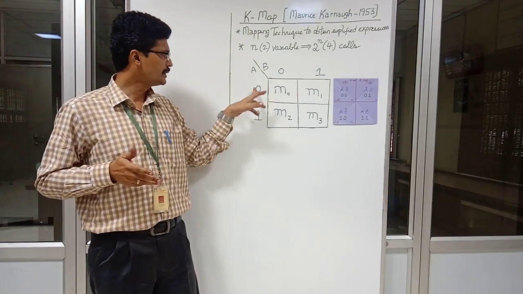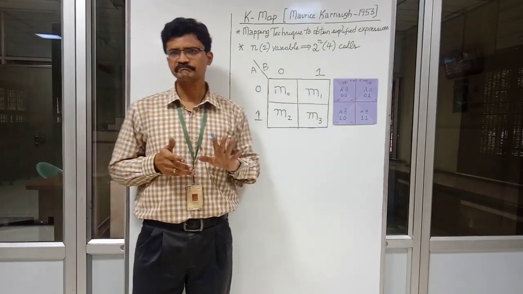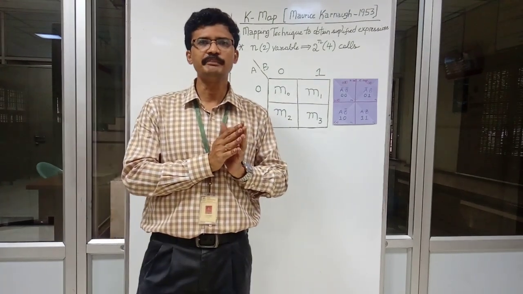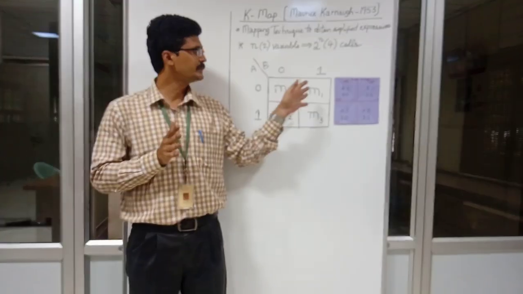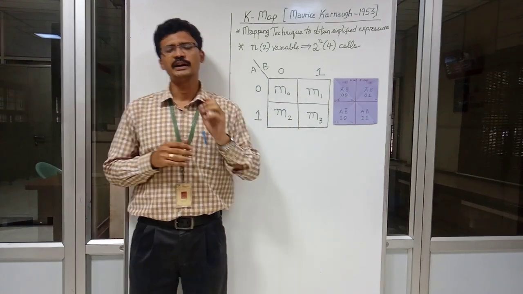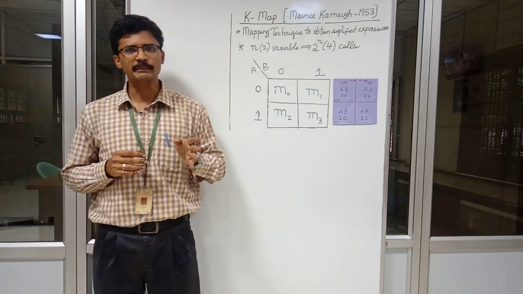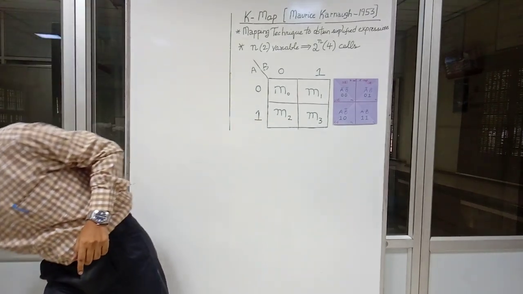So AB, 0 1, 0 1. Things are clear? So these are the basics. We need to get the basics clear before proceeding with a few simple examples. I'm going to take four different examples for this two variable K-map, step by step.